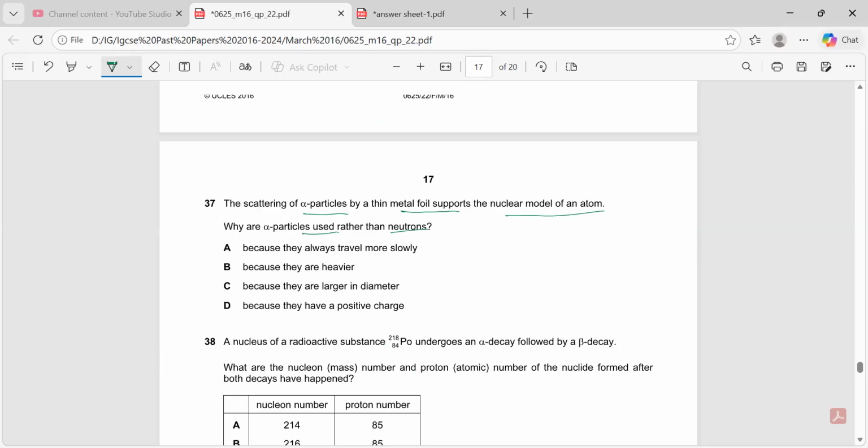Because they always travel more slowly. Nothing to do. They are heavier. This can be the reason. Because they are larger in diameter. No, because they have a positive charge. This D is more correct.